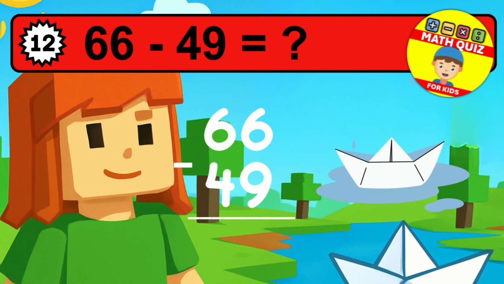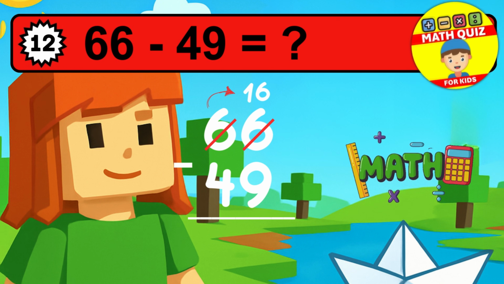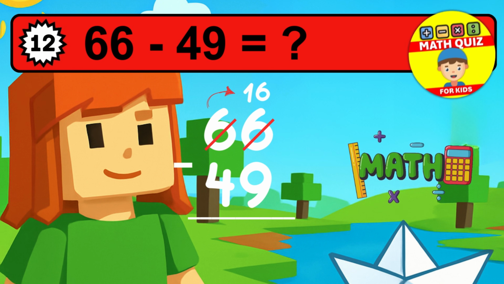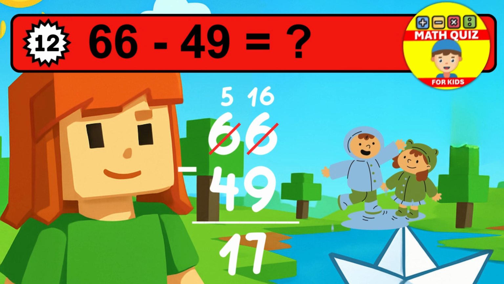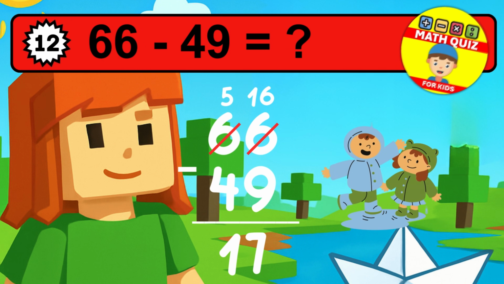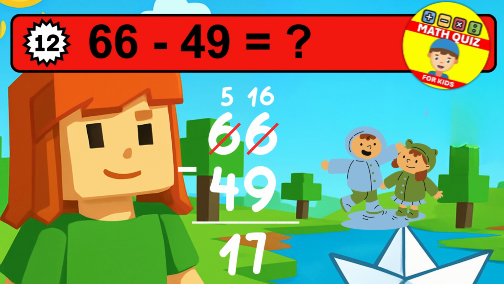Let's solve this step by step. We start with the units. 6 minus 9 is not possible, so we need to regroup. We take 1 ten from the tens column. Now we have 5 tens, and the units become 16. Now we subtract. 16 minus 9 is 7.